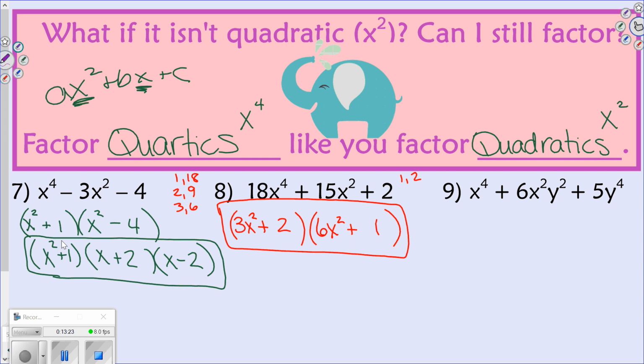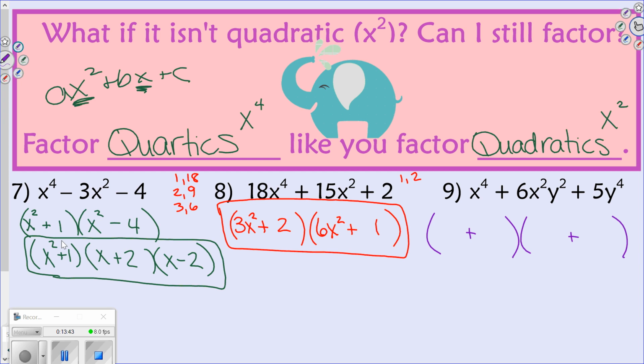All right, so on the next one, is there a GCF? No. That one only has an x to the fourth, and that one's only got a y on it, so no GCF. All right, but is it still like quartic, right? It's x to the fourth. So what are my signs? We'll start there. They're both plus.